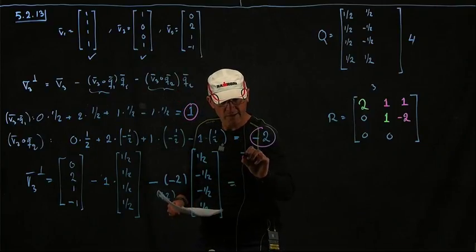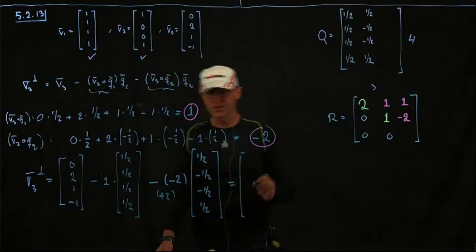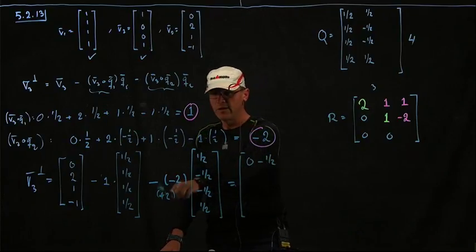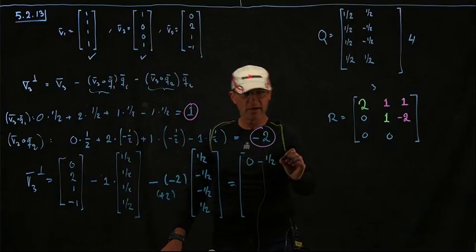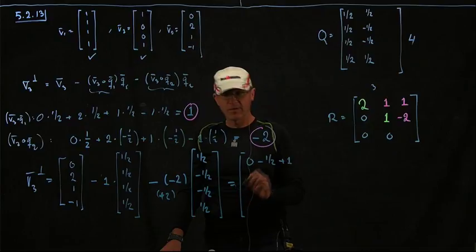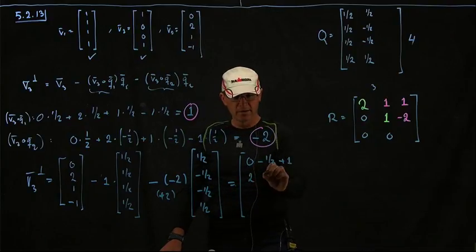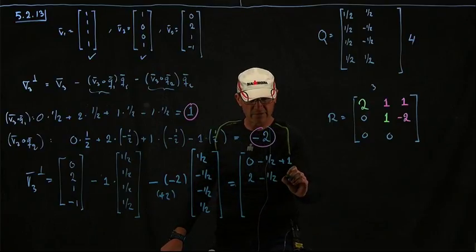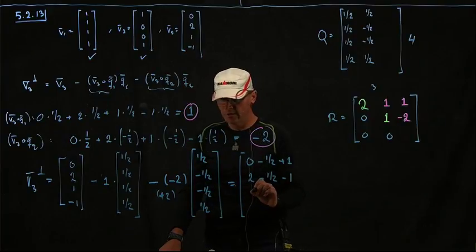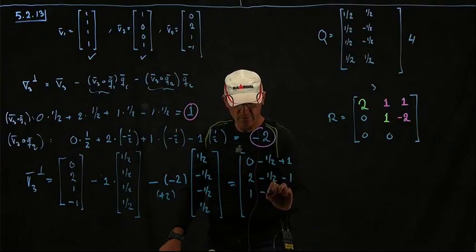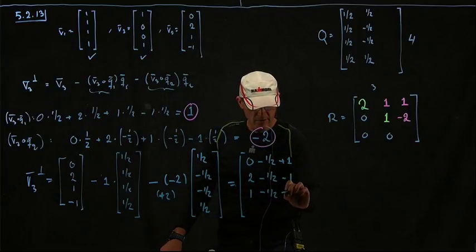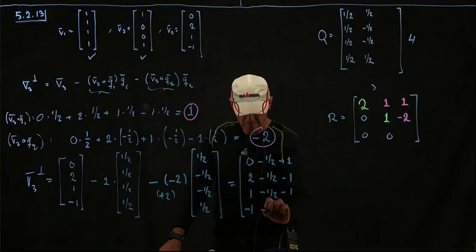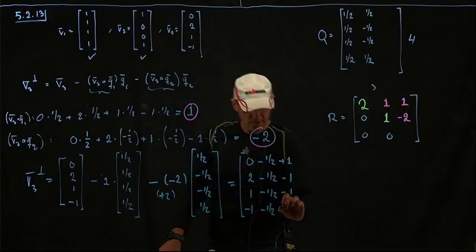So let's see if we can get this right. In the first component we have 0. We are subtracting 1/2, and then we're adding 2 times 1/2, so add 1. Then we have 2, subtract 1/2, add 2 times -1/2, so we're subtracting 1. We have 1 minus 1/2 minus 1. We have -1 minus 1/2 and plus 1.